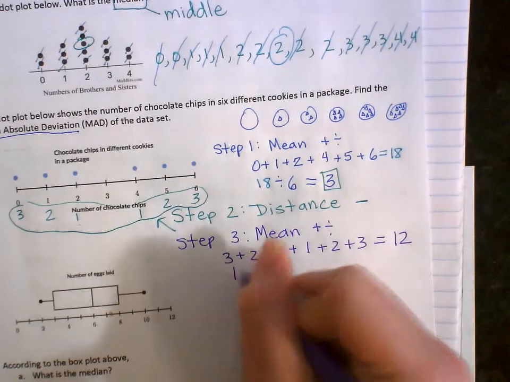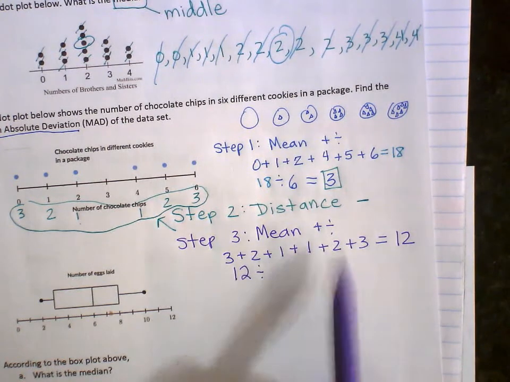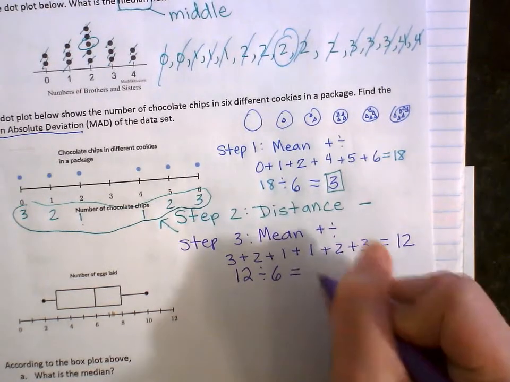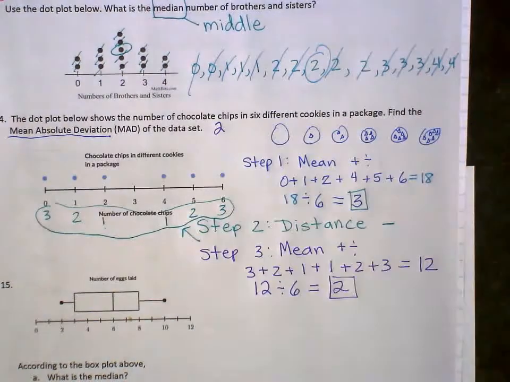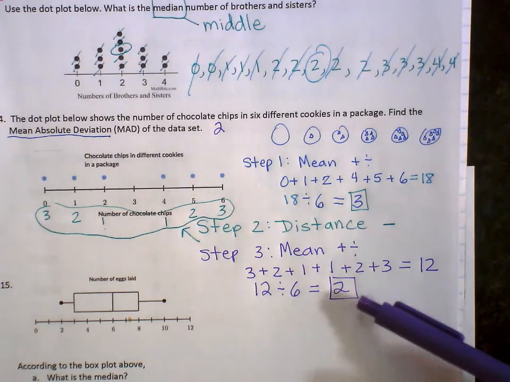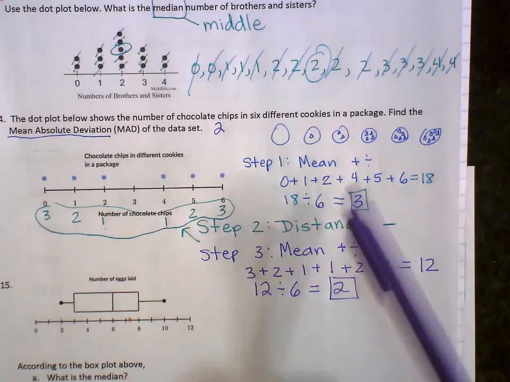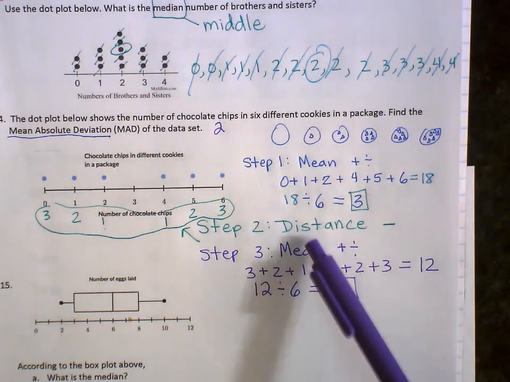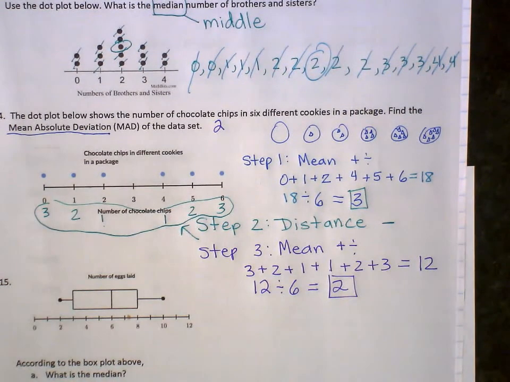Add and divide. 12 divided by how many numbers did we add up? How many distances? 1, 2, 3, 4, 5, 6. 12 divided by 6 is 2. So MAD is 2. That means on average, each cookie was about 2 chocolate chips away from the average of 3. MAD, 3 steps. Find the mean, find the distance of each data value from the mean, find the mean of the distances.